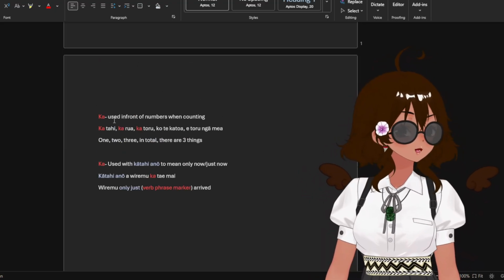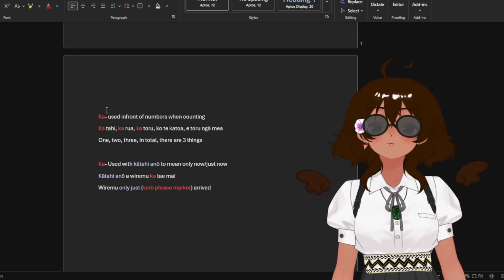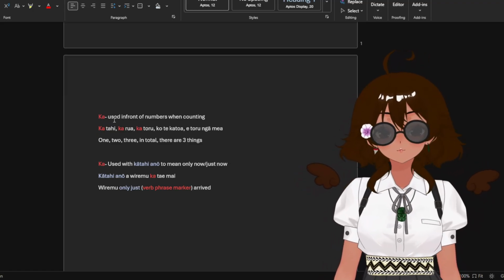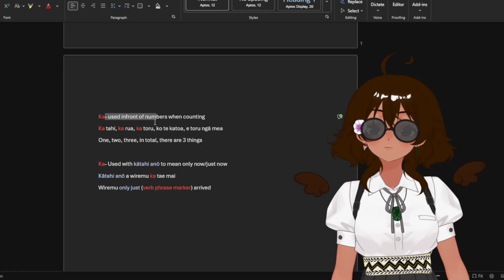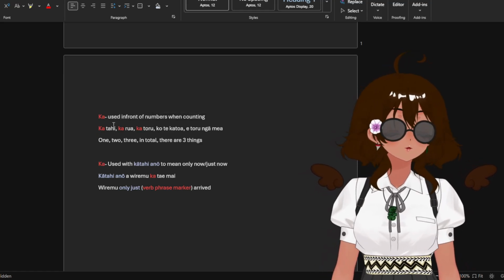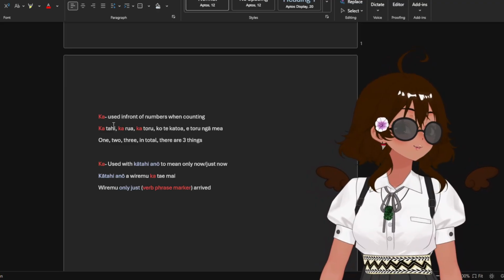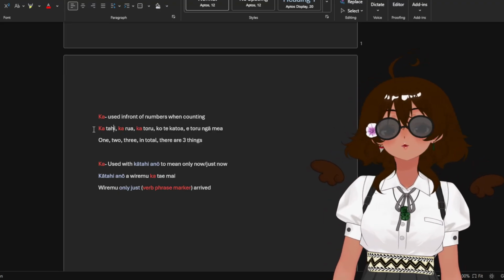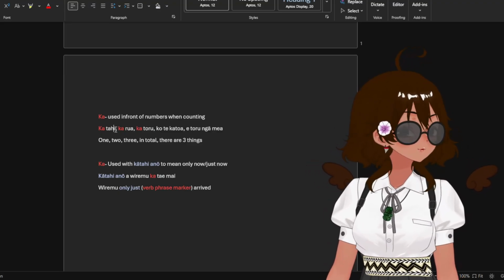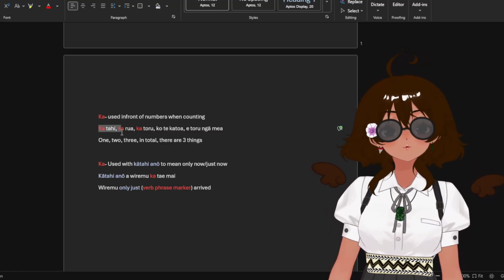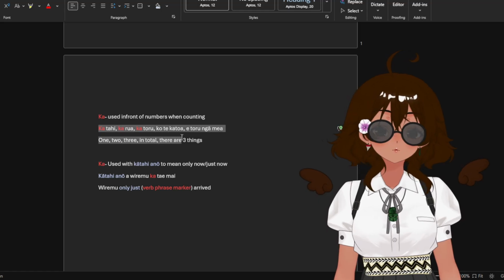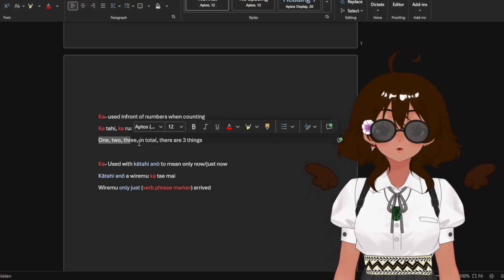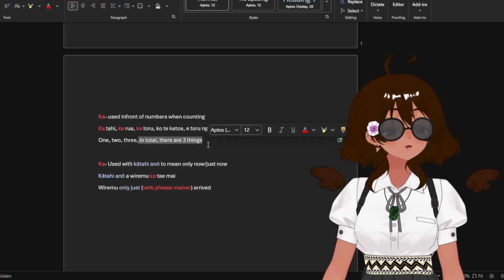But anyways, on to our last couple of usages. We have the usage of ka in counting, which is one I didn't actually really know. Now this is a bit more of a specific example, but not when you're saying there is X number, but when you're literally going 1, 2, 3, 4. Like katahi, karua, katoru. So for this example, katahi, karua, katoru, ko te katoa, e toru ngā mea. 1, 2, 3. Okay, in total, there's 3 things in that sort of sense.